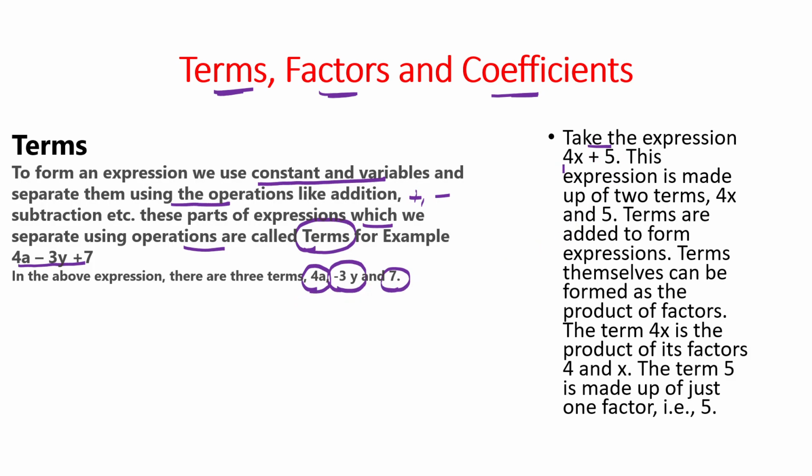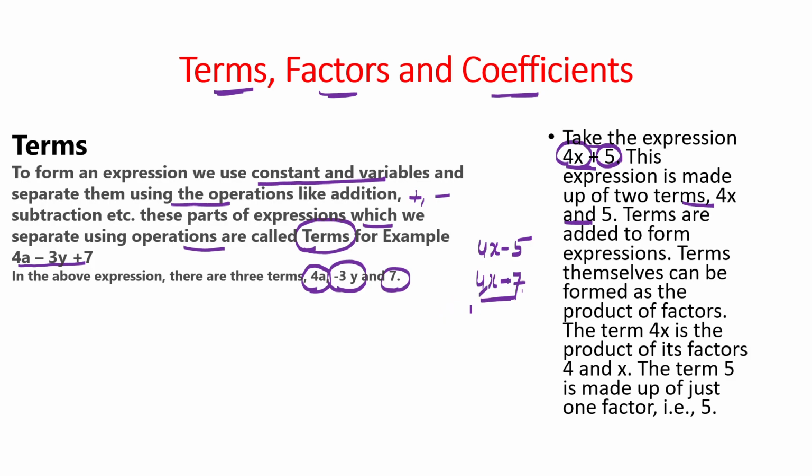If we take another expression, 4x plus 5, clear? This is made up of one term, 4x, and another term, 5. Clear? This is the combination of two terms, 4x and 5. These are added. If we subtract, 4x minus 7, or 4x minus 5, you can write anything. If I write 4x minus 7, what is this? This is a combination of 4x and 7 using the sign of subtraction. Clear?